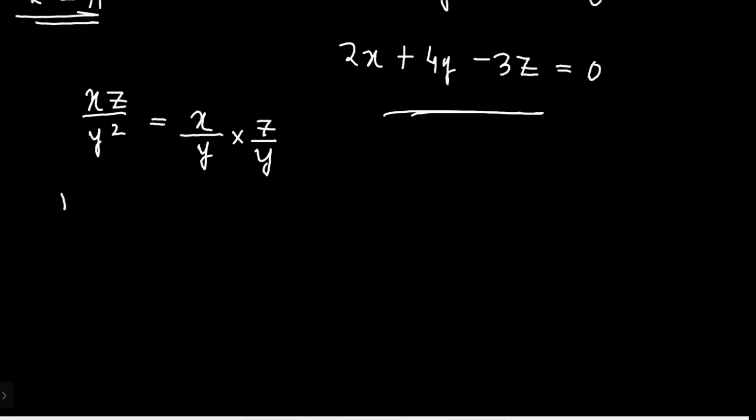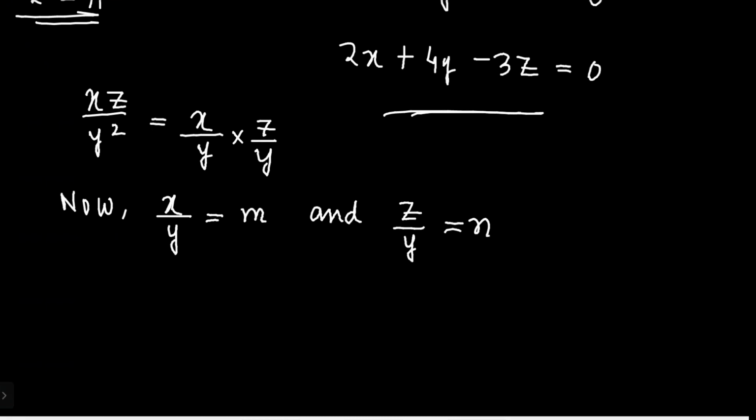Now what we do, we take x by y as equal to m, and just for our convenience, x by y equal to m and z by y equal to n.